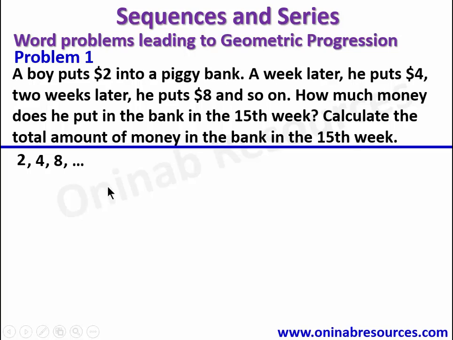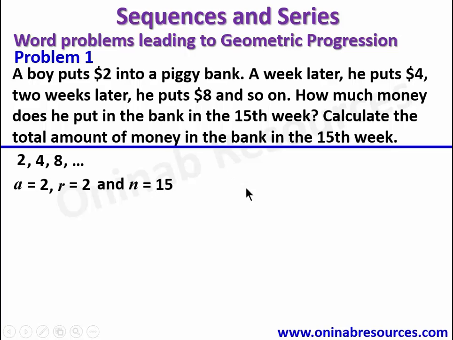So it is not an arithmetic progression. So we are treating it as geometric progression, where the first term is 2 and the common ratio is 2, and the number of terms as given in the question is 15. The first part of the problem is to calculate T15, since we are looking for the amount of money he put in the bank in the 15th week.